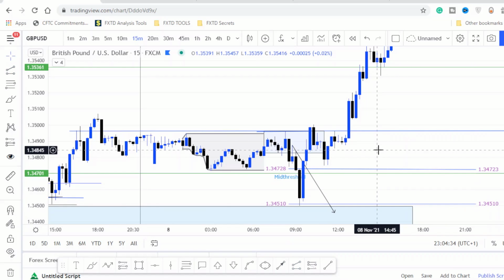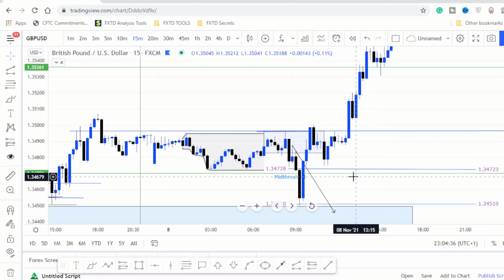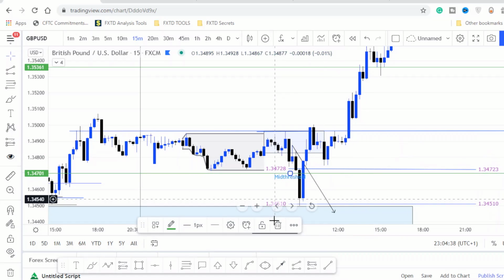That's our order block, but price never made it up to that level.